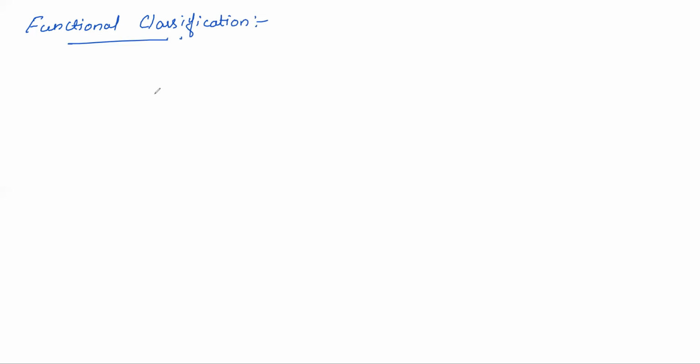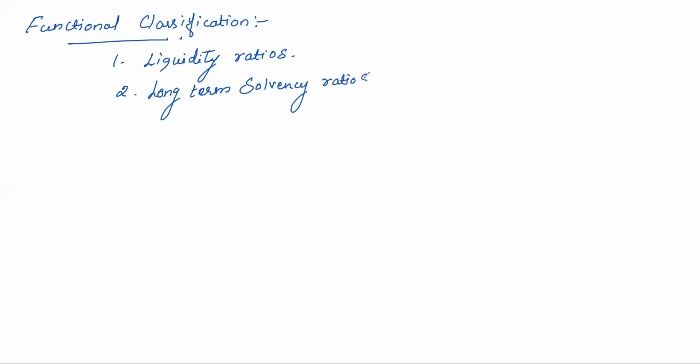So functional classifications, the first one, liquidity ratio. Second one, long-term solvency ratio. Third one, turnover ratio. Fourth one, profitability ratio.